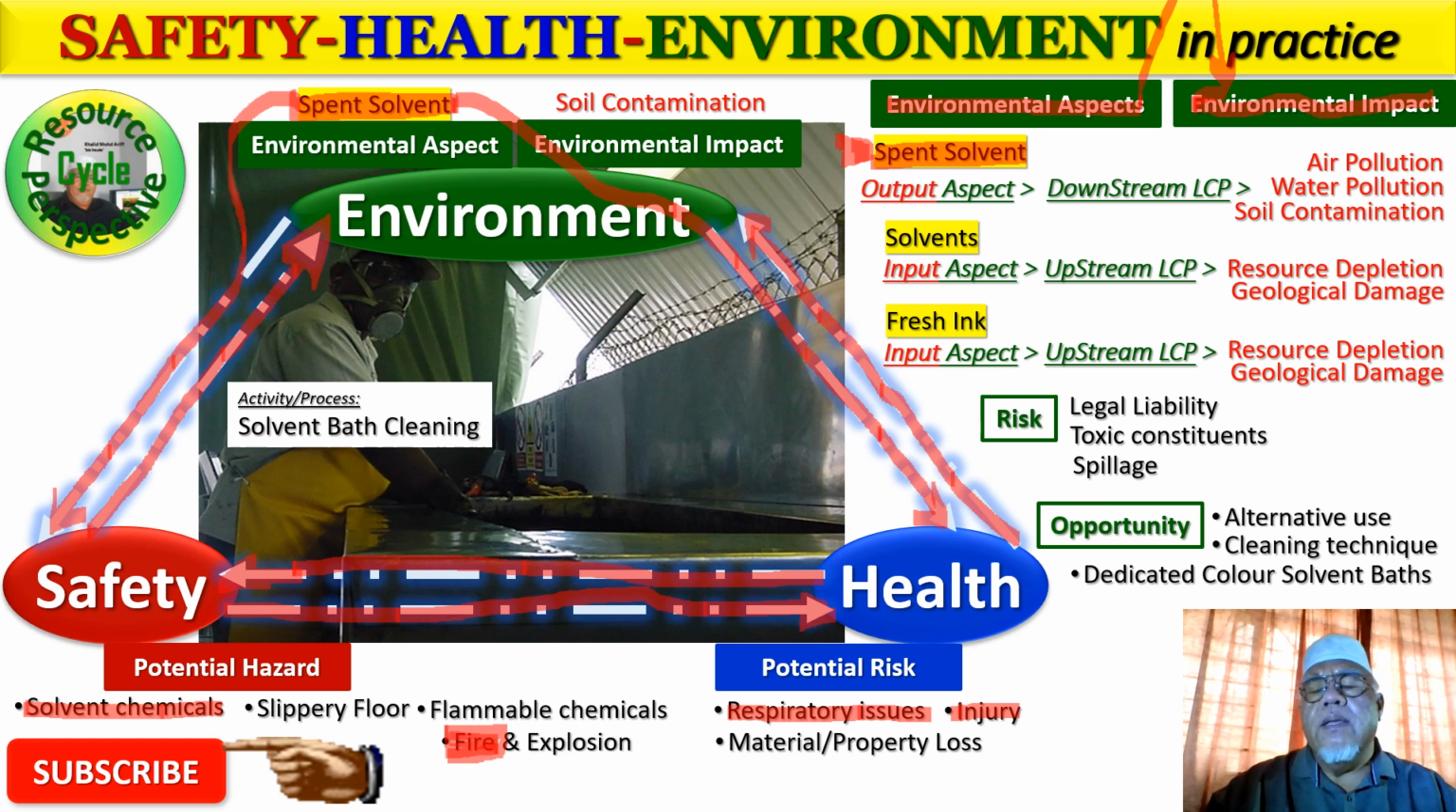Now, spent solvent, as we know, is an output from this particular cleaning process. This spent solvent shall be disposed of as output. So it is an output aspect. Therefore, how do we determine its environmental impact? By looking at its life cycle. The life cycle perspective of solvent, whereby as output we take a look at the downstream of its life cycle perspective, meaning what happens to this dirty solvent.